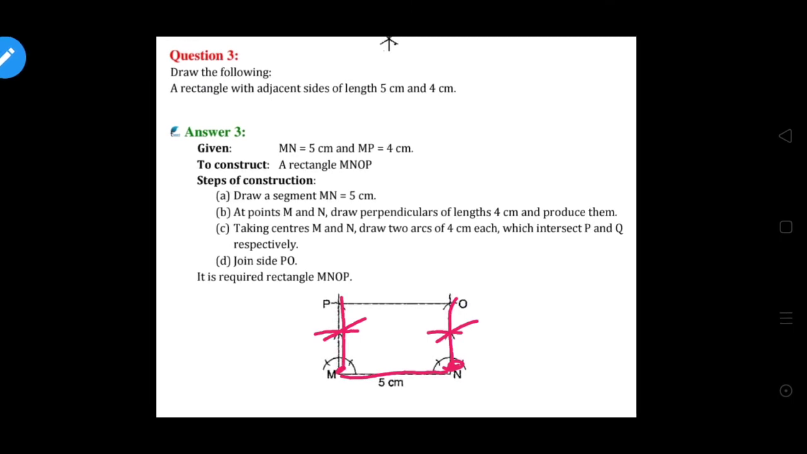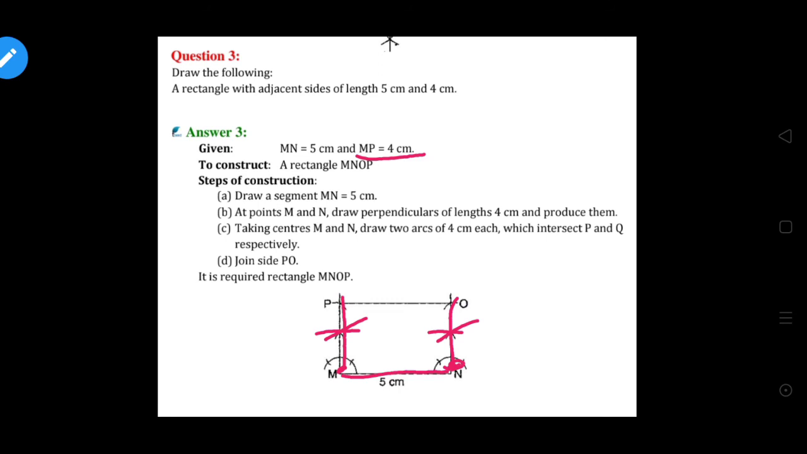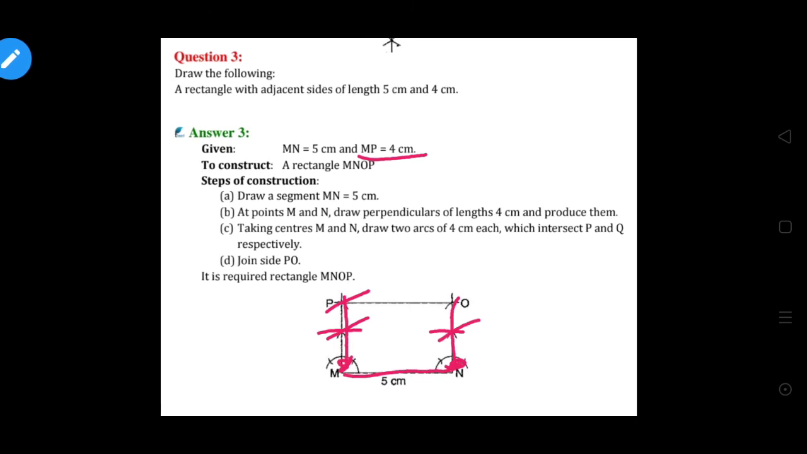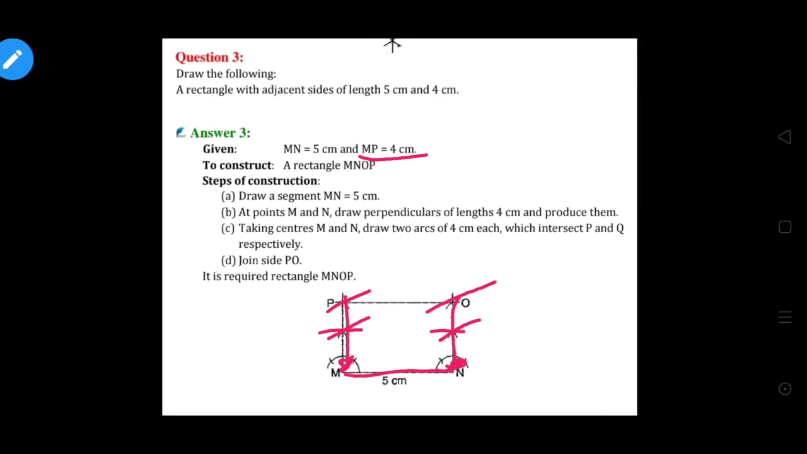Now the second measure is given as 4 centimeter, so taking a distance of 4 centimeter from the scale, with point M as a center draw a 4 centimeter arc on the line. Afterward with point N as a center draw a 4 centimeter arc. So the intersecting points are P and Q.